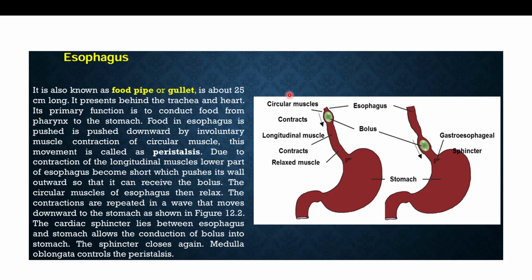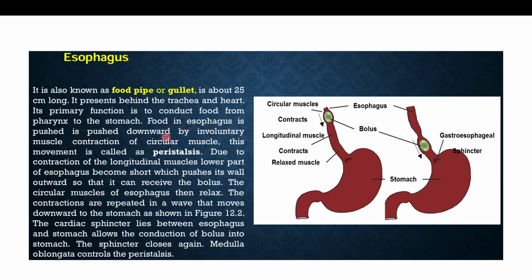Now, then we move on to the food pipe or the esophagus. It is also known as a gullet. It is about 25 centimeters long and is present behind the trachea and the heart. Its primary function is to conduct the food from the pharynx to the stomach.